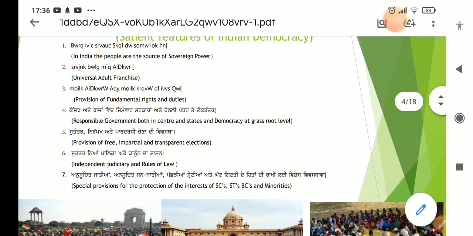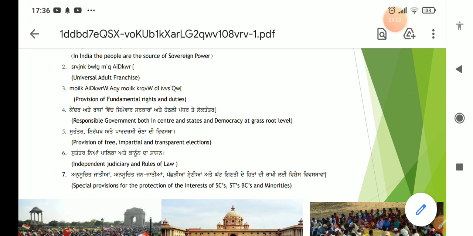We have a 3-tier system here: central government, state government, and the panchayati raj system, right? Then we have the provision of free, impartial, and transparent elections, for which we have the Election Commission. Then we have an independent judiciary and rule of law, which means the judiciary is the guardian of the Constitution and nobody is above the law. And then we have special provisions for the protection of the interests of SCs, STs, and minorities, right? So these are the salient features of Indian democracy.